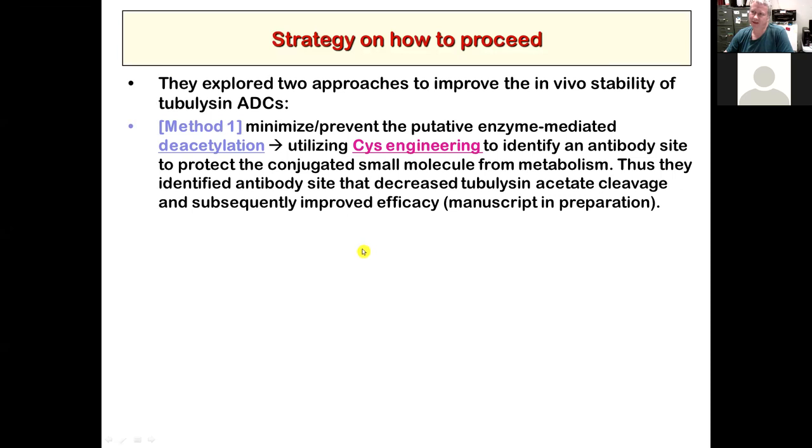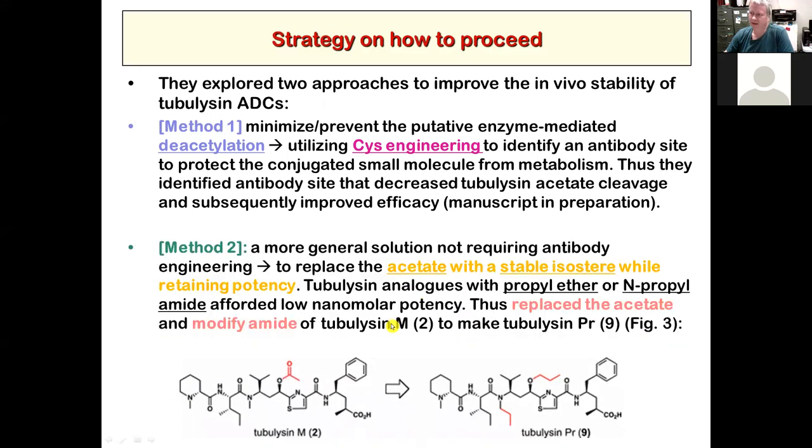And what's our second strategy we just said? Second strategy, a more general solution without requiring antibody engineering, is to replace the acetate with a stable isostere.